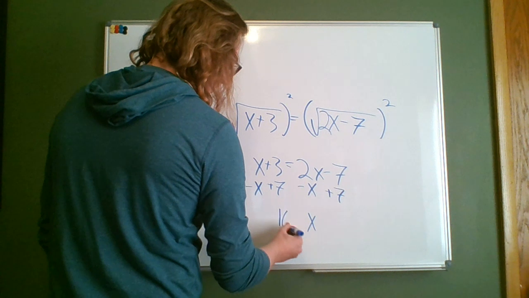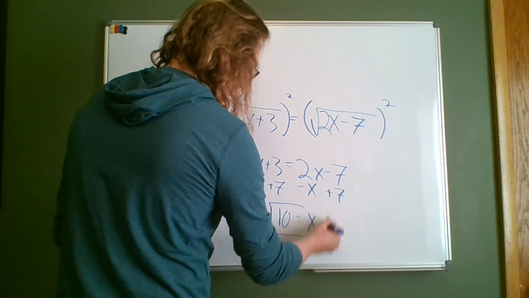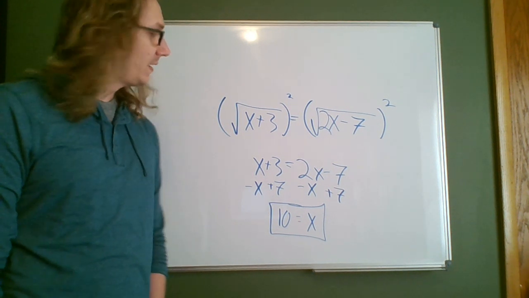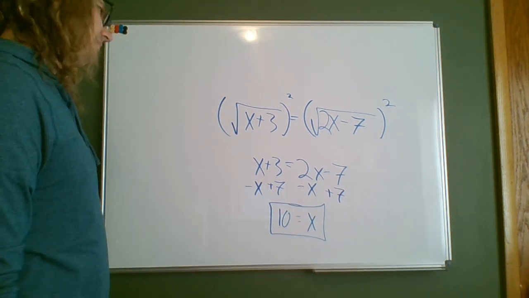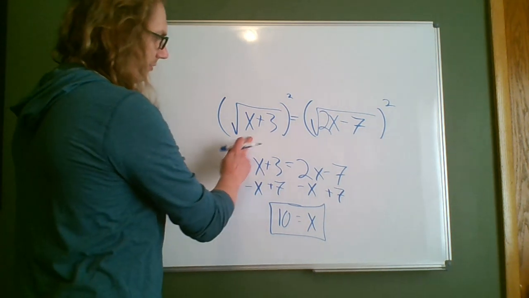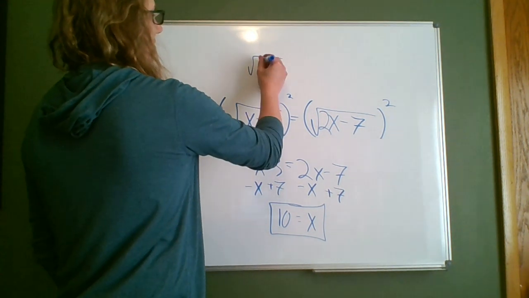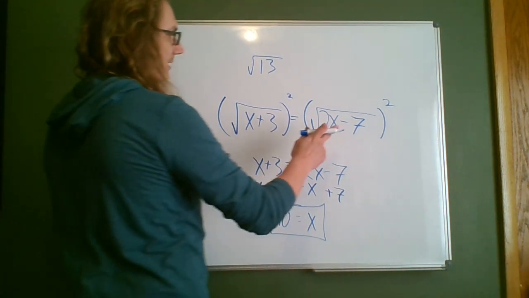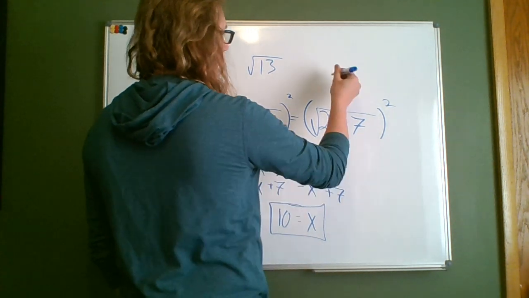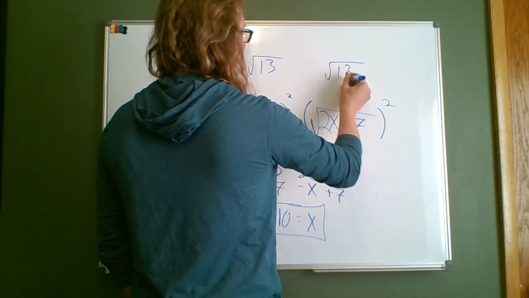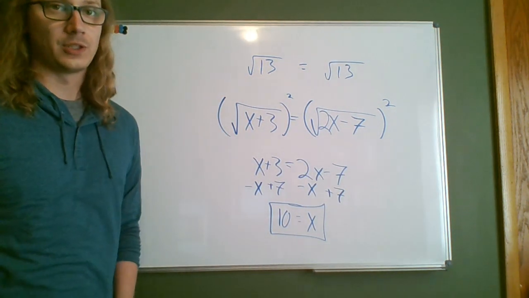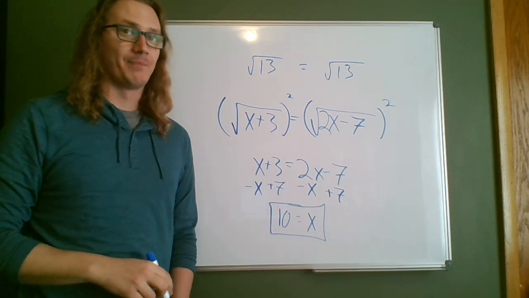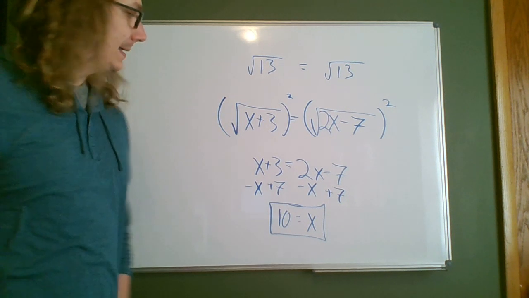3 plus 7 is 10. So x equals 10. Cool. Let's check our answer. 10 plus 3 is the square root of 13. I'm not going to calculate that yet. I'm just going to look and see what I get on the other side. 10 times 2 is 20. 20 minus 7 is 13. So the square root of 13. And as it turns out, the square root of 13 equals the square root of 13. So we're good there. Shiny.